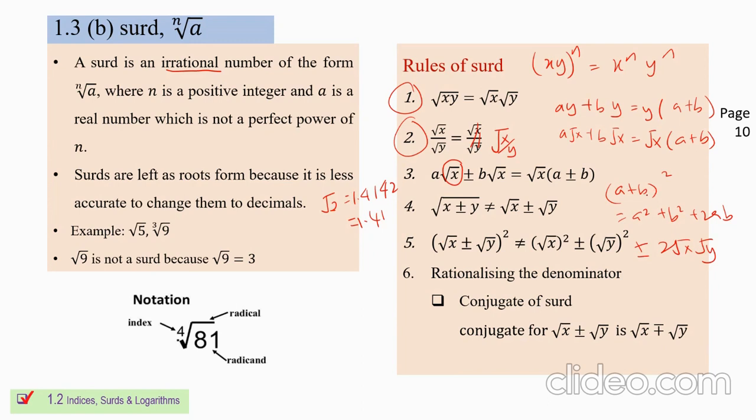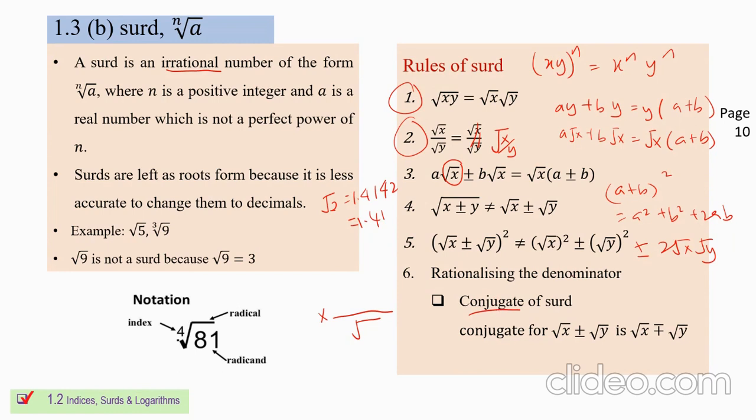Something new in surds compared to indices is that sometimes you are requested to rationalize the denominator. This means they don't want to have a surd as a symbol in your denominator. In layman's words, we just need to kill our surd. How we kill this surd is by multiplying by the conjugate of the surd.